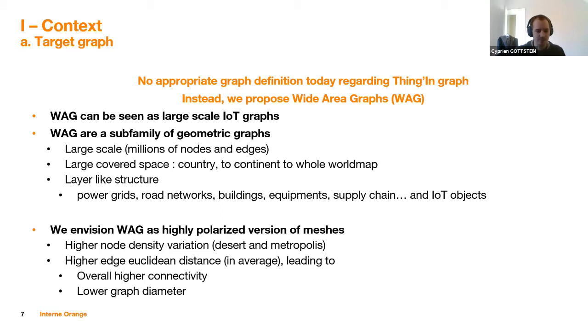Regarding their properties, we believe that if WAG truly exists, as it is only the beginning, we have yet to see them in a real world dataset. We see them as highly polarized versions of meshes. So they would have higher node density variation, with deserts with no nodes at all and metropolises for extreme density, and higher edge Euclidean distance on average, leading to overall higher connectivity and a lower graph diameter.